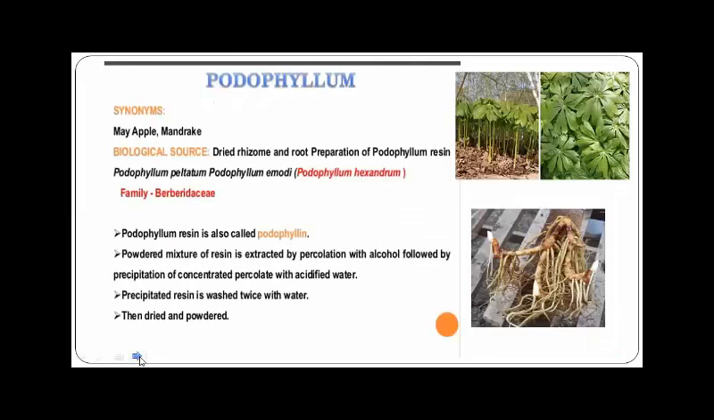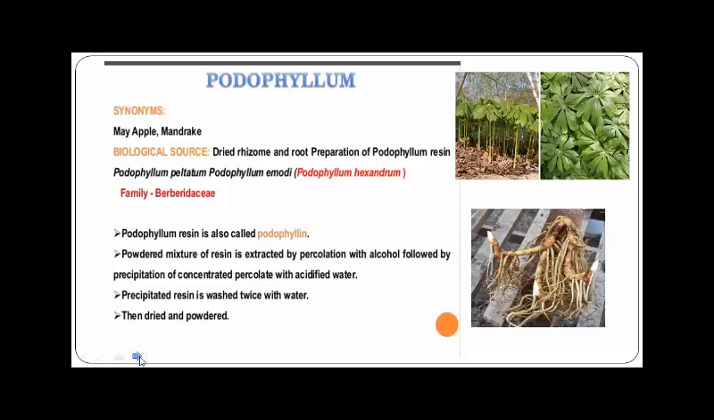The second drug we have is Podophyllum. It is also called Indian podophyllum, and its biological source is the dried rhizome and root preparation of Podophyllum resin, that is Podophyllum peltatum or Podophyllum emodi, that is Podophyllum hexandrum, and belongs to the family Berberidaceae. The resin or podophyllum resin is also called podophyllin.